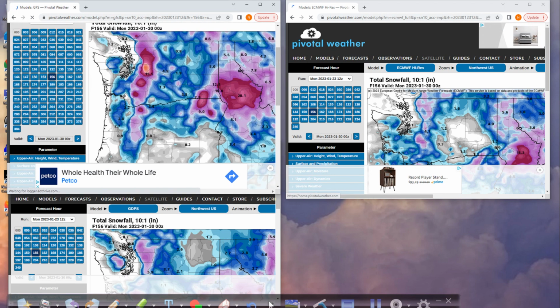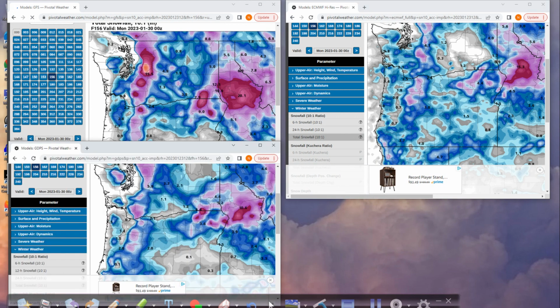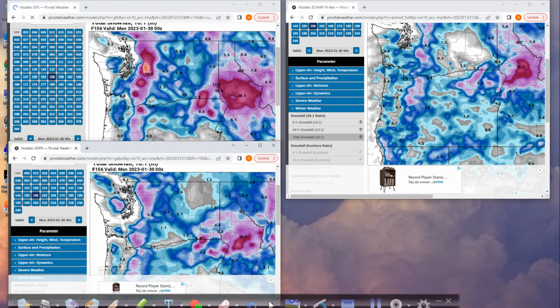So using a 10-to-1 ratio, all three of these models, well, actually not the Canadian. The Canadian model has a little less than an inch of snow in the Portland area. The European and the U.S. model both have like 1 to 3 inches or so, both in Southwest Washington down to about Salem.